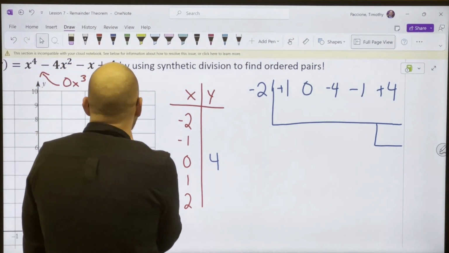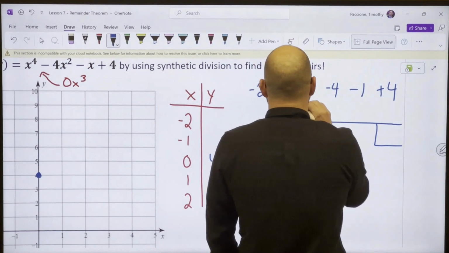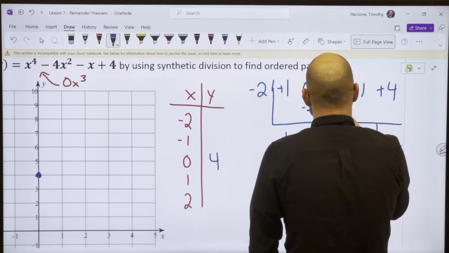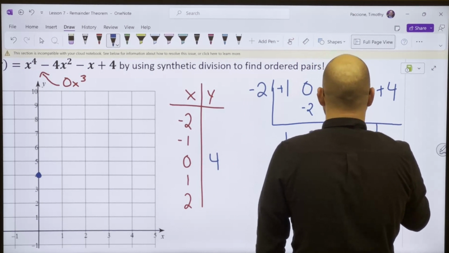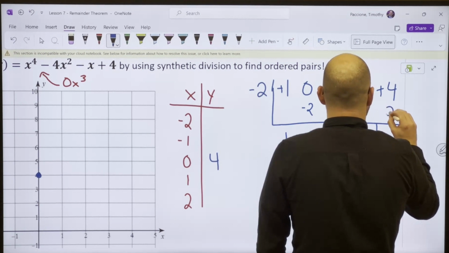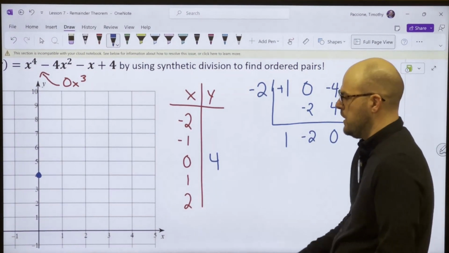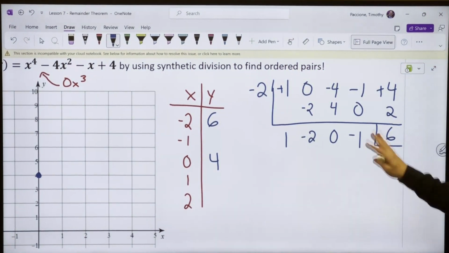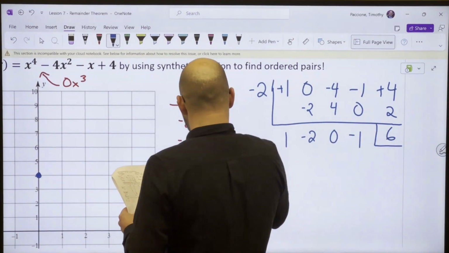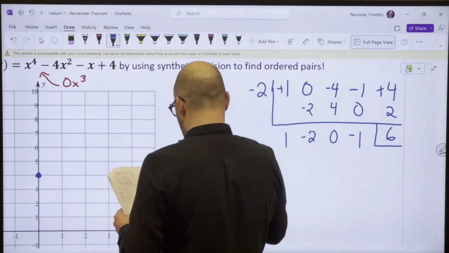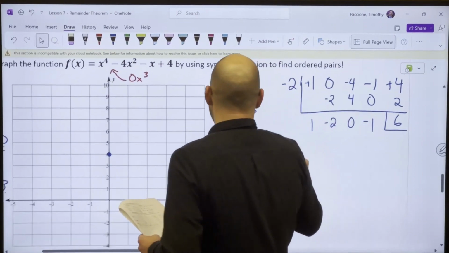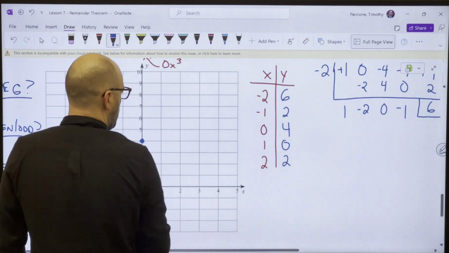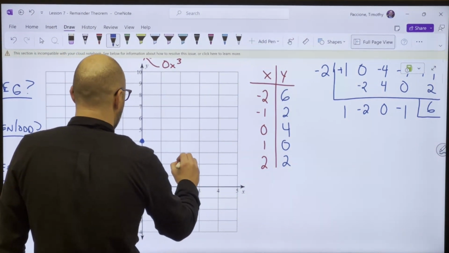Okay, so if I did this, I bring down the 1, -2, -2, 4, 0, 0, -1, 2, 6. So I have a point at -2, 6. And you would do that every single time. So you'd have a bunch of synthetic divisions on your paper. And if you did, you'd get -1, 2, 0, 4, 1, 0, and 2, 2. So you can add those points right to your graph: -2, 6; -1, 2; 0, 4; 1, 0; 2, 2.